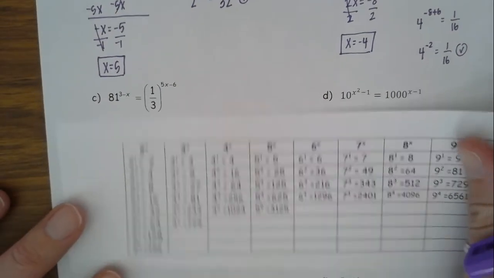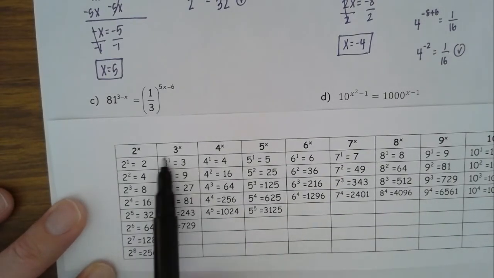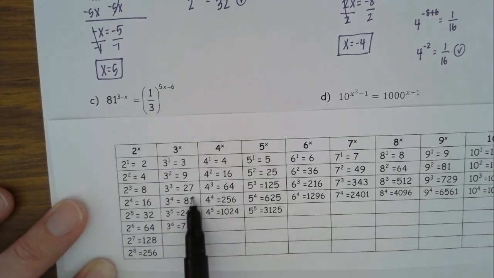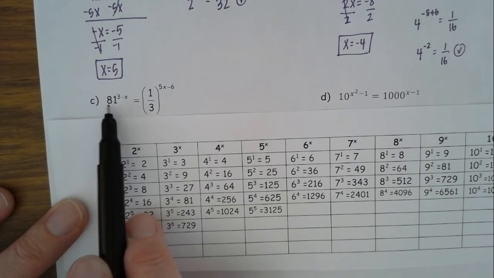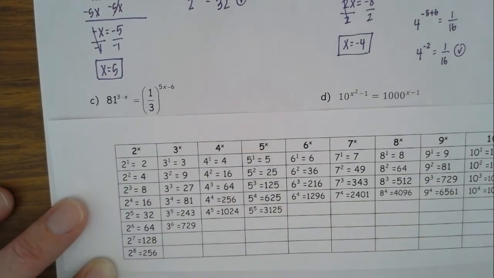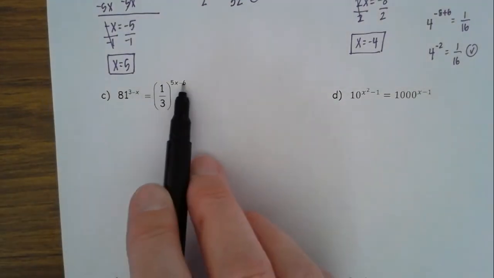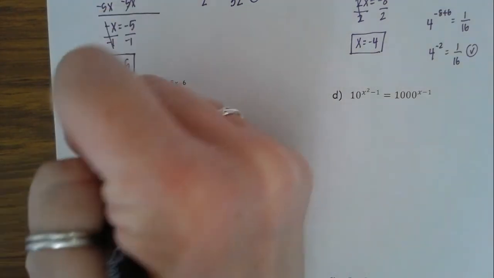So if I look at my column of 3's, well, I see 3 to the first is equal to 3. So that would mean that 3 to the negative first would equal 1/3. And I also have a value here with a base of 3 that will give me an 81. So it looks like on the left-hand side, I can use 3 to the 4th to replace this 81. And on the right-hand side, I can use 3 to the negative first to replace the 1/3. And since both of these already have exponents on them, when I do substitute in, I am going to make sure that I'm using parentheses.